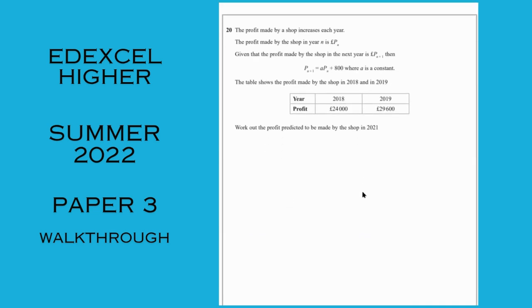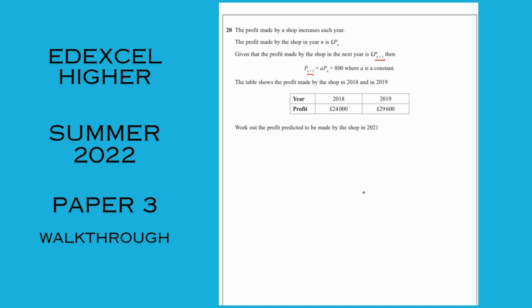Number 20, wordy, but it's really just iteration. Now, a lot of students I've worked with, they hate the look of this. So just think of it as, to get the next term, you sub in the previous term. That's the key. So in other words, we need to work out what A is.